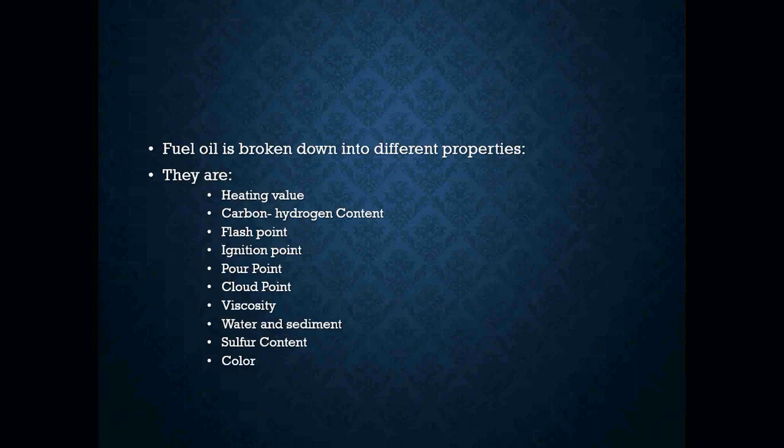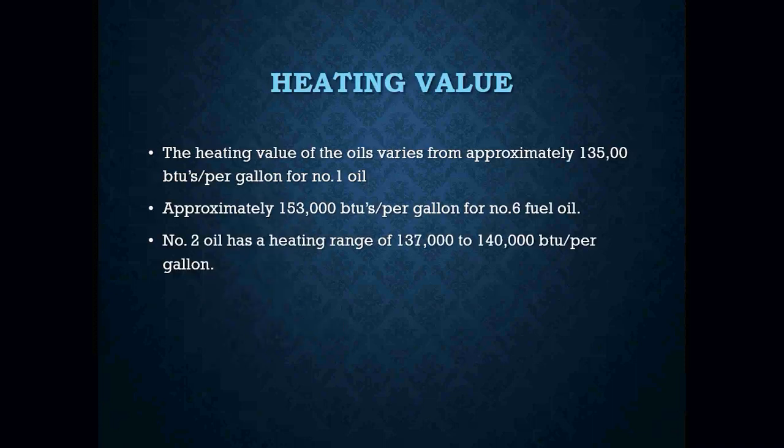So fuel is broken down into different properties. You have your heating value. You're going to have a carbon and hydrogen content, a flash point, an ignition point, a pour point, a cloud point, viscosity, a water and sediment content, sulfur content, and its color. So heating values for most of our oil is going to range depending, again, now we look at all of these different oils that we just mentioned.